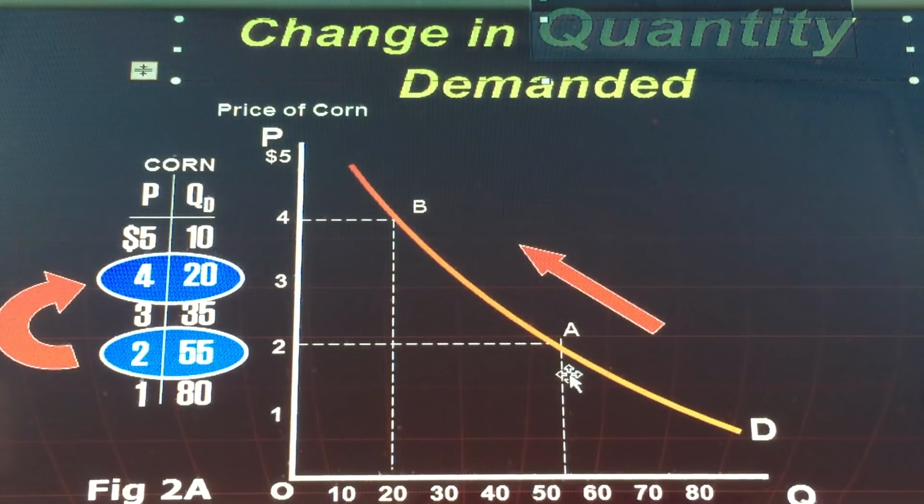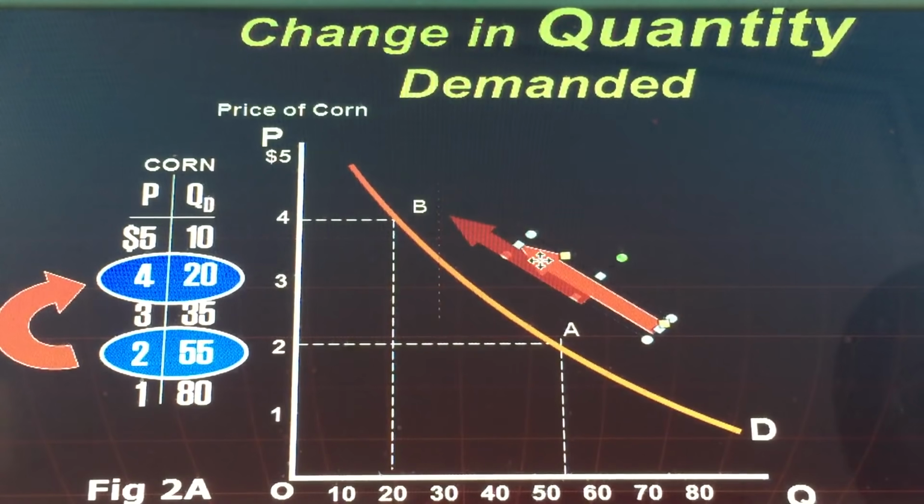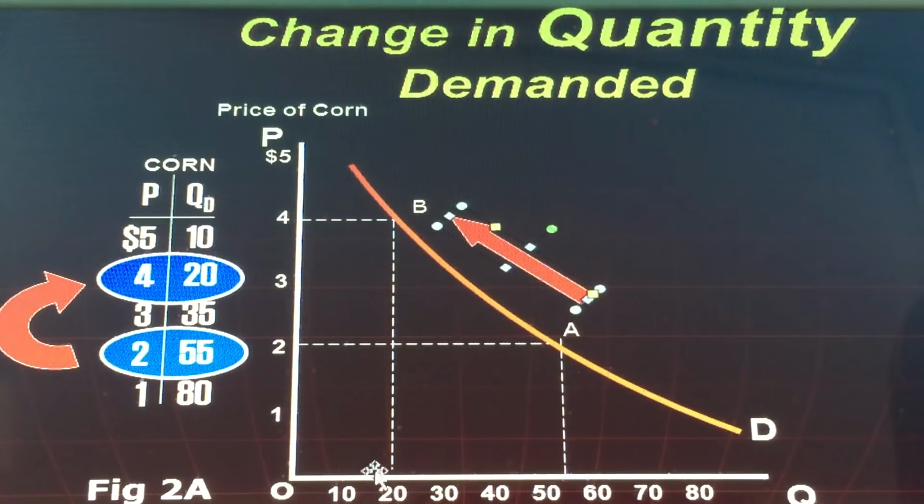So in this case, if it is an arrow pointing from A to B, it will be a decrease in quantity demanded. Can you write down, from A to B, it is a decrease in, I want the word quantity highlighted, it is a decrease in quantity demanded. How do I know it's a decrease? From 55, it dropped to 20. Look at the quantity part. From A to B, it is a decrease in quantity demanded from 55 to 20.